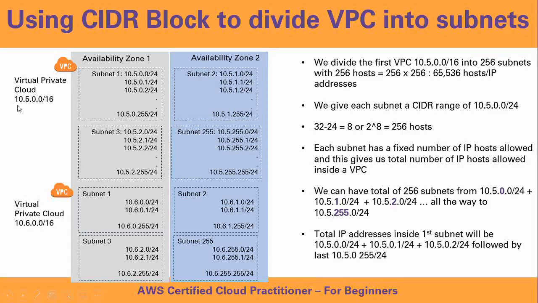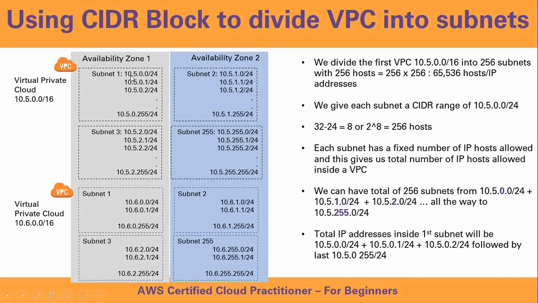Now if you see over here, this is our VPC range, 10.5.0.0/16. This means 65,536 hosts. The number of subnets we can have in this VPC ranges from 10.5.0.0/24, which is the first subnet, then 10.5.1.0/24, the second subnet. The third subnet would be 10.5.2.0/24, and the last subnet in this VPC would be subnet 255, 10.5.255.0, and each subnet has 256 IP addresses.